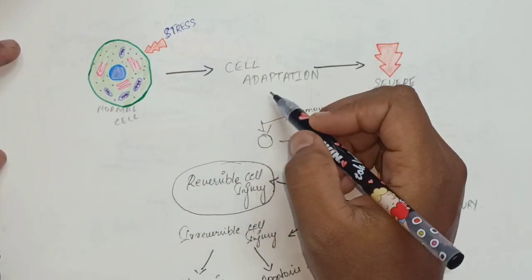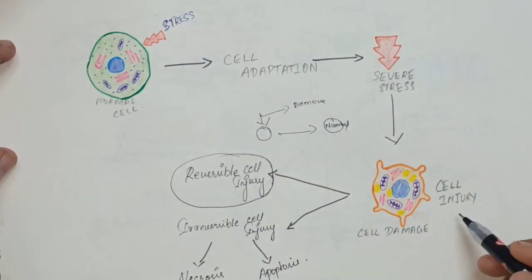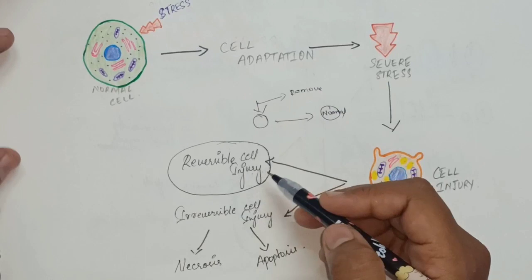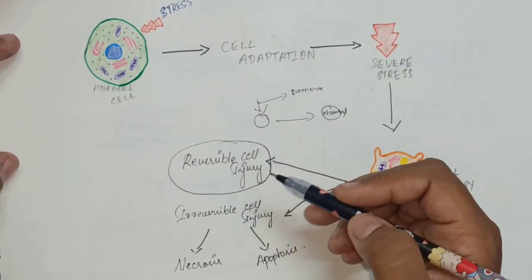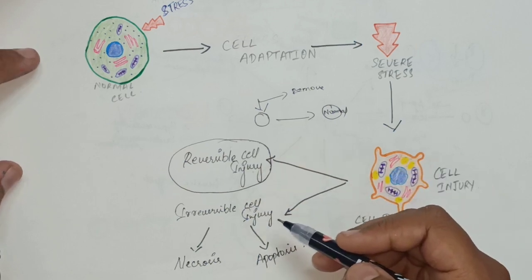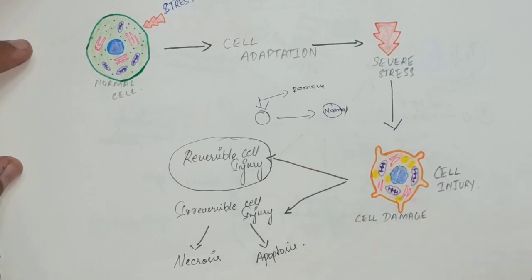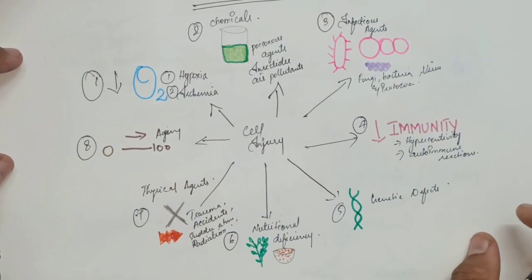If an extreme stress or extreme pressure is applied on a cell, it will try to adjust, that is cellular adaptation. If a severe stress is applied, it will cause a cell injury, and you have two types of cell injury, reversible and irreversible. In reversible cell injury, if the stimulus is removed, it can recover to normal. Irreversible cell injury cannot. It has two things, that is necrosis and apoptosis.